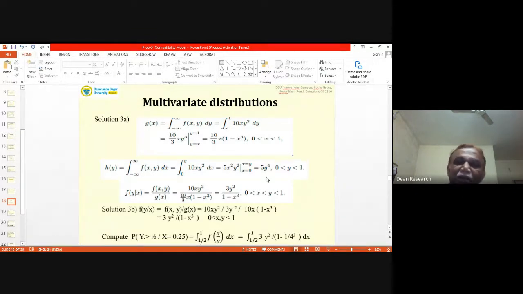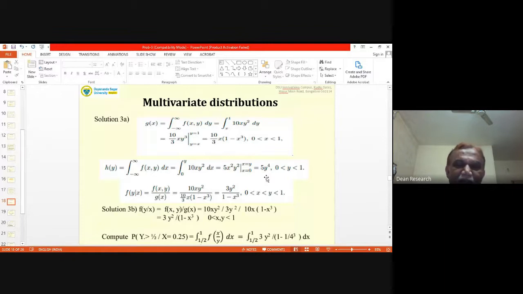And by substituting the values of y1 and y0 in y cube, you get this formula: 10 by 3 into x into 1 minus x to the power of 3, where x is between 0 and 1. Okay, you apply a simple integral, not difficult as such.